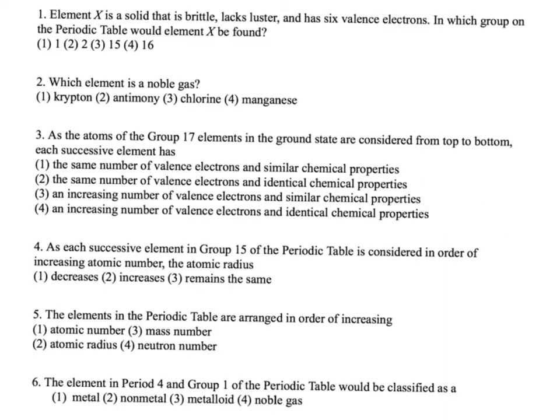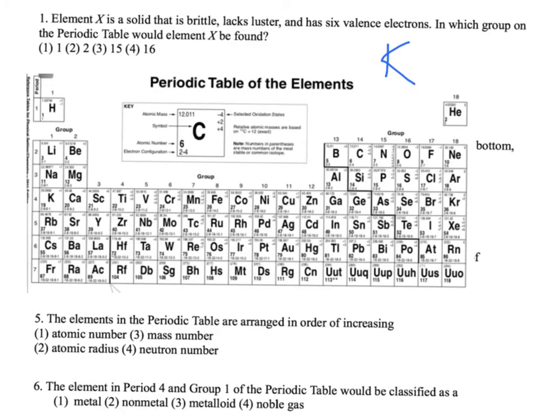The next questions have to do with the periodic table. So let's pull up the periodic table so we can refer to it. So the question asks, a solid that is brittle, lacks luster, and has 6 valence electrons. If it's brittle and lacks luster, that tells me it's a nonmetal. And it has 6 valence electrons. Valence electrons are in the outermost principal energy level, the rightmost number in the electron configuration. The elements here, oxygen, sulfur, selenium, all have 6 valence electrons. And we notice that these are in group number 16.